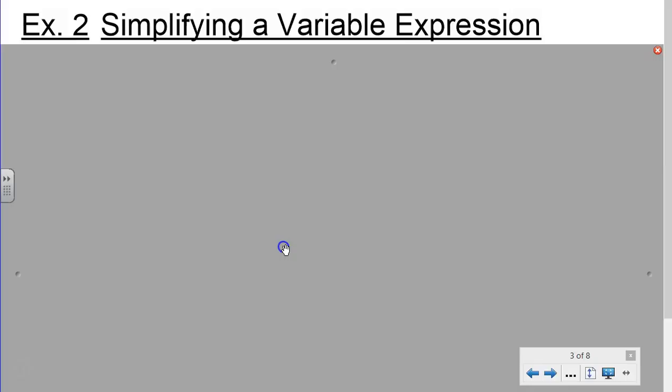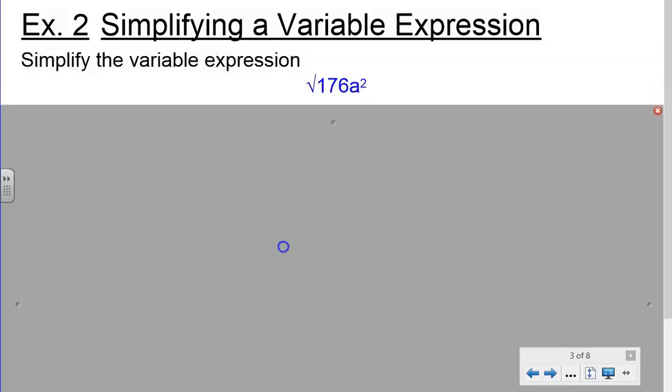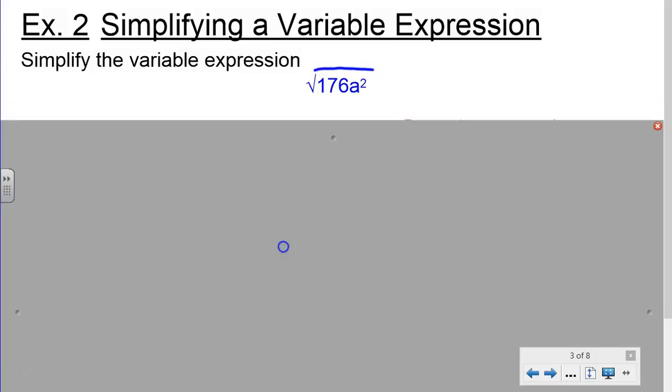Okay? Our next type of example is simplifying a variable expression. So we're going to introduce variables under the radical sign. Write this down, James. So here's our variable expression. I'll add a little bar because this doesn't come up very much. So the square root of 176a squared. Well, we need to simplify this as far as we can go.